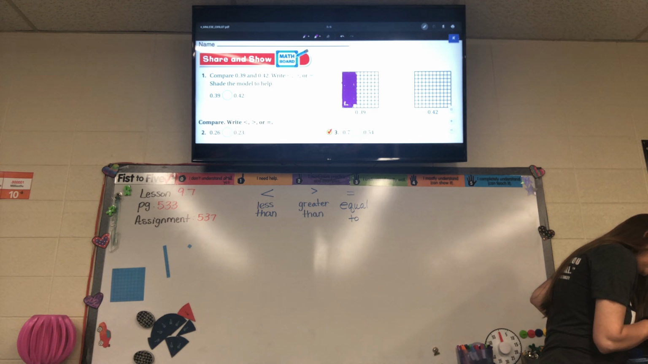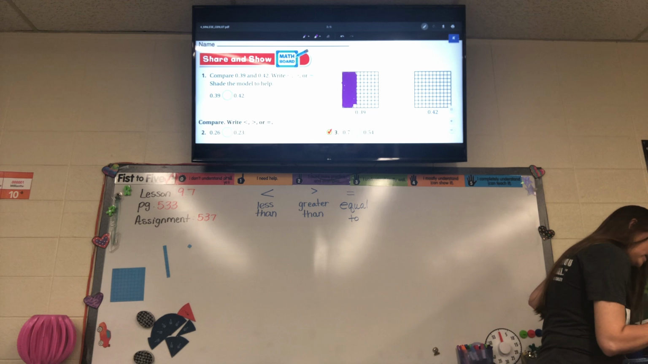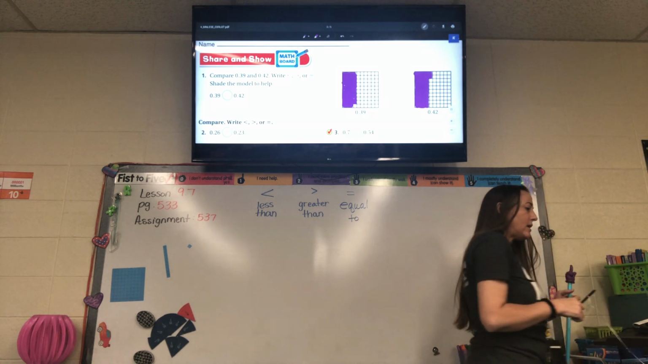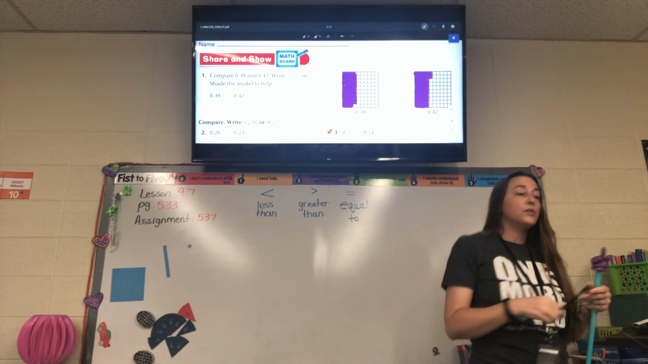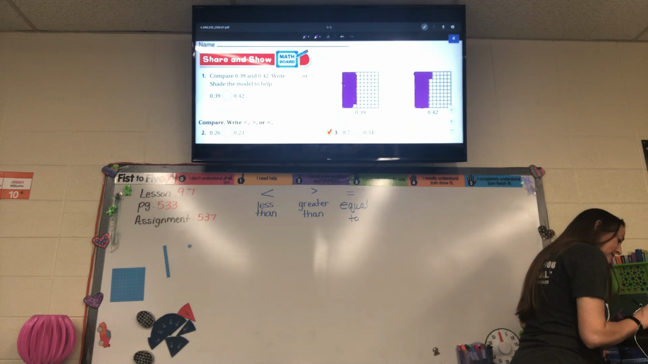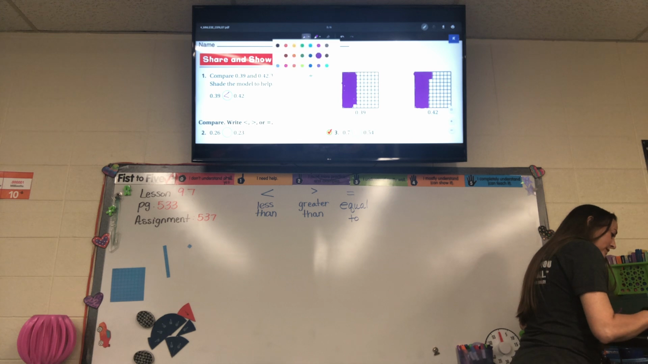Okay, so there's 39 shaded, and then 42, so there's 40, and then 2 more. So you can see that on the 42 hundredths I shaded more than on the 39 hundredths. So 39 hundredths is less than 42 hundredths. Okay.